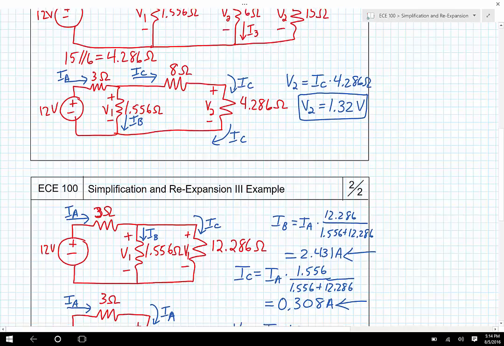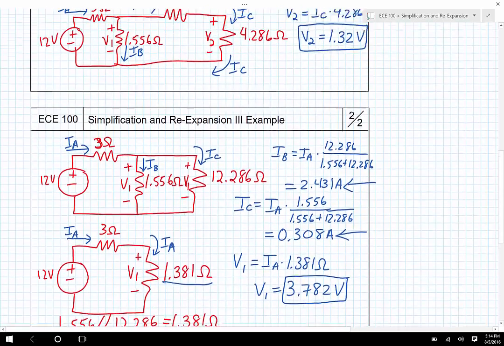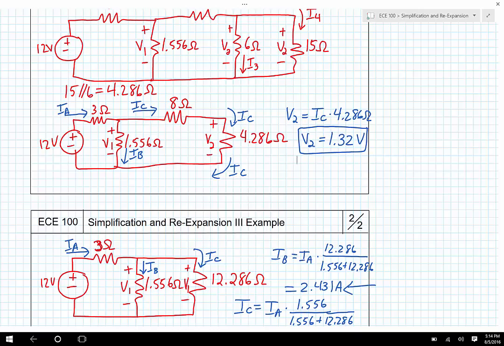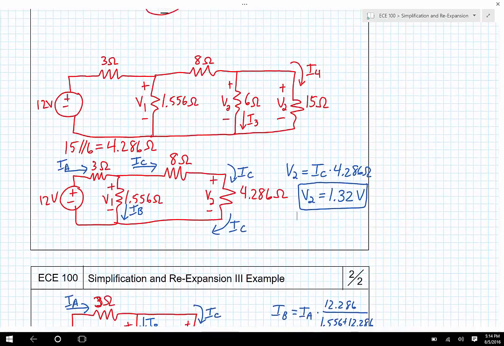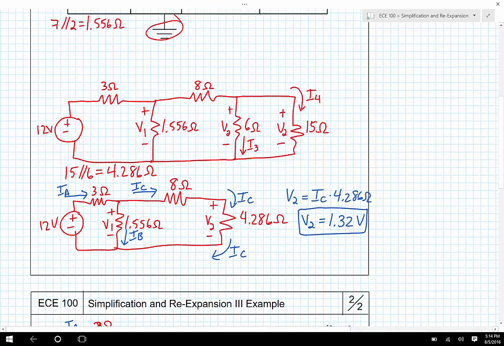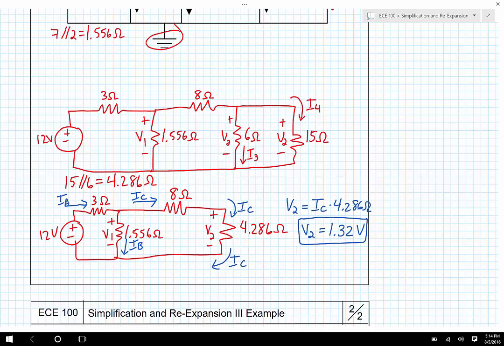So we've now found V1, which is down here, and we found V2, but we still have 4 currents to calculate. We're real close because we know all of the lettered currents. Now we just have to find all of the numbered currents. So I'm going to go back up to the first circuit diagram that I drew. Here's I sub A. I sub B is still here. This is still I sub B, and I sub C.